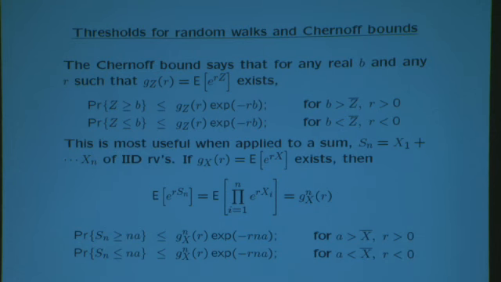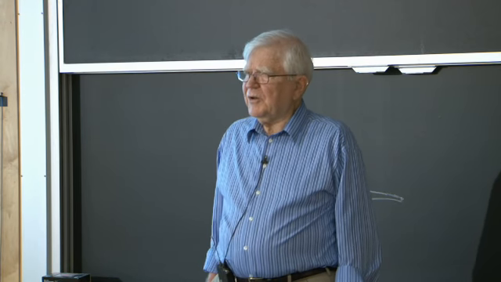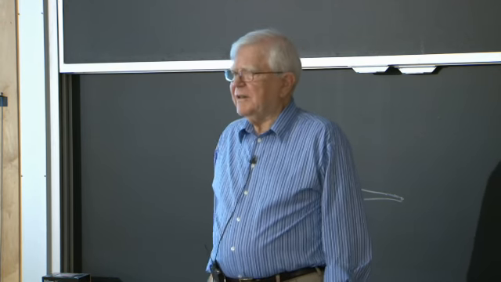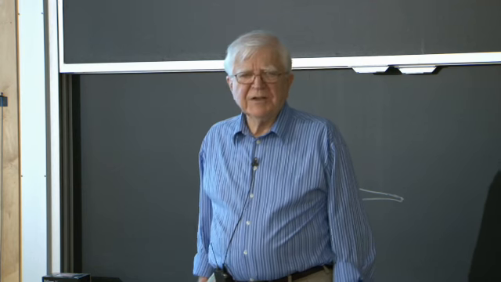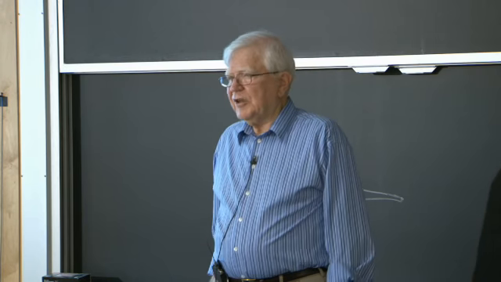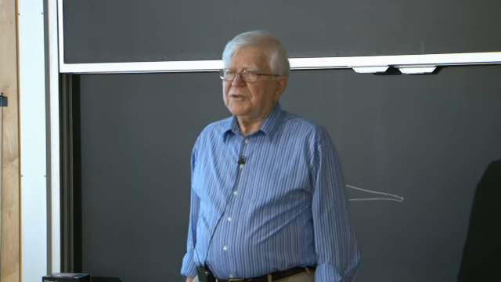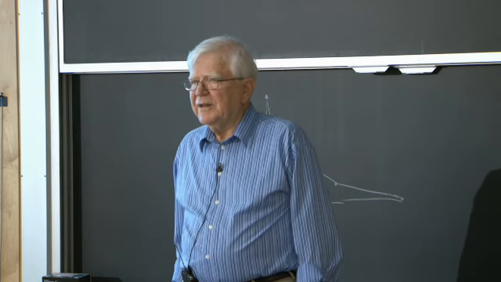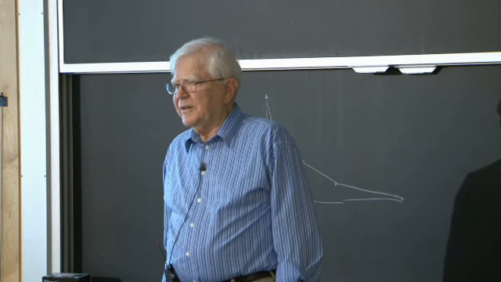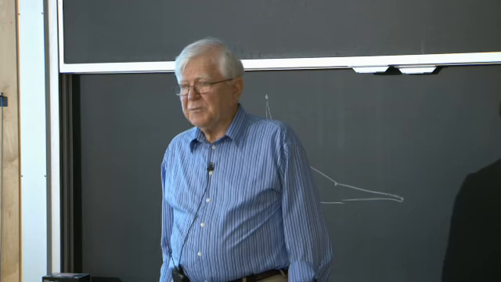So now I want to start to ask the question, what's the probability that a random walk will cross a threshold? I'm going to apply the Chernoff bound to it. You remember the Chernoff bound? We talked about it a little bit back in the second week of the term. We were talking about the Markov inequality and the Chebyshev inequality, and we said that the Chernoff inequality was the same sort of thing, except it was based on e to the rx rather than x or x squared. And we talked a little bit about its properties.